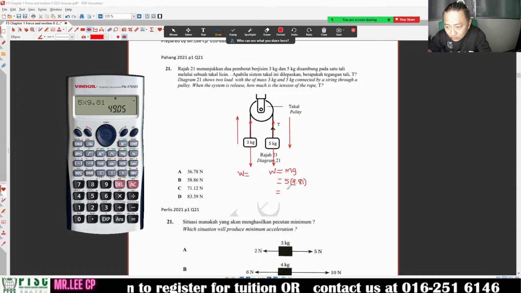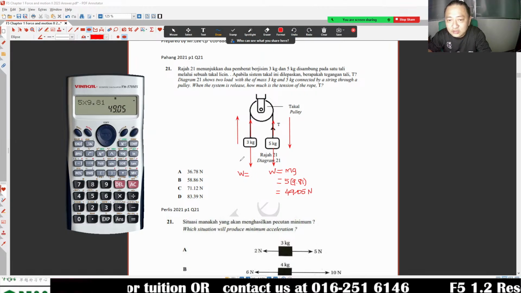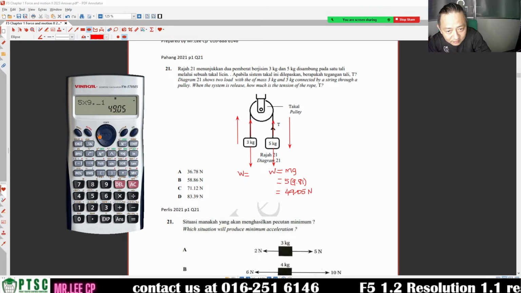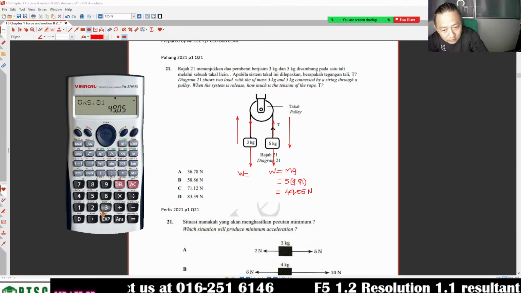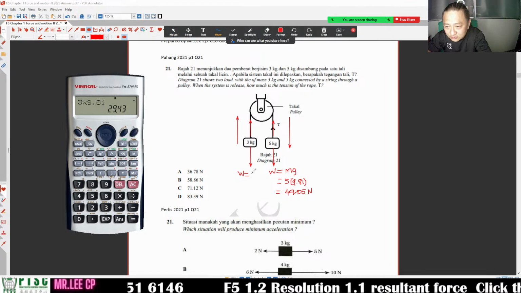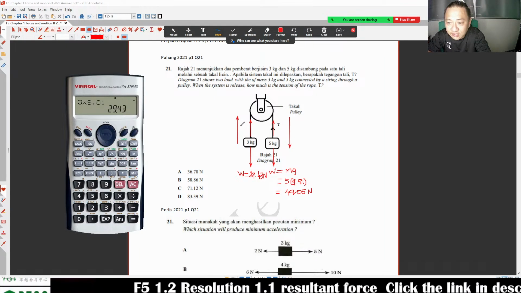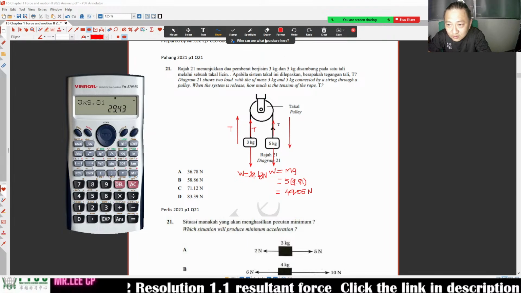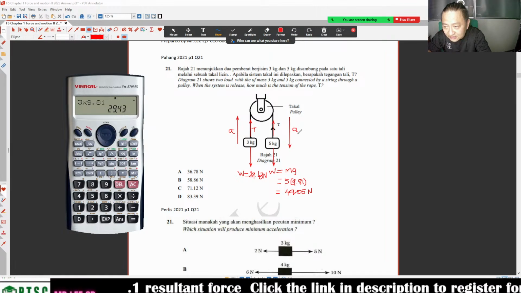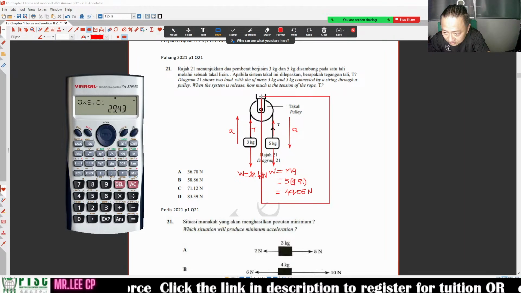We get 49.05 Newton here. How about this one? Here it is 3 times 9.81, which is 29.43. You get 29.43 here. This is called tension, the label for you. This one is accelerating upward and this one is accelerating downward. So no matter what, you have to calculate the acceleration first. Do this one for me.